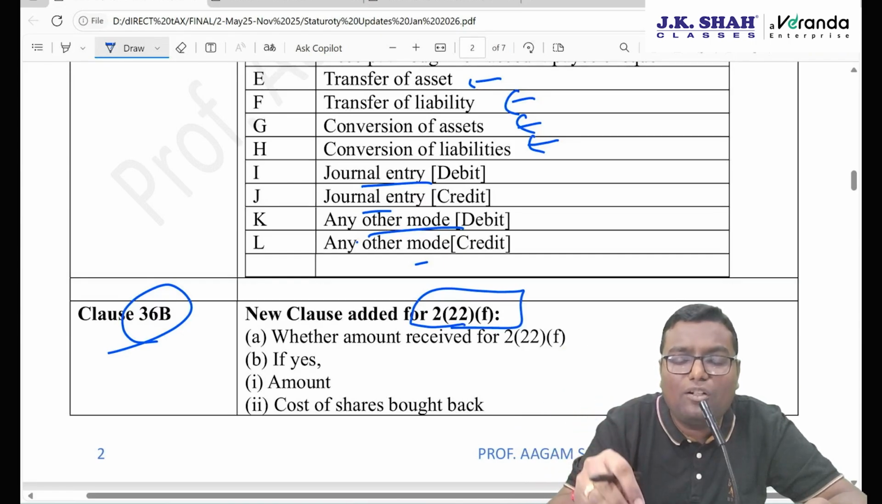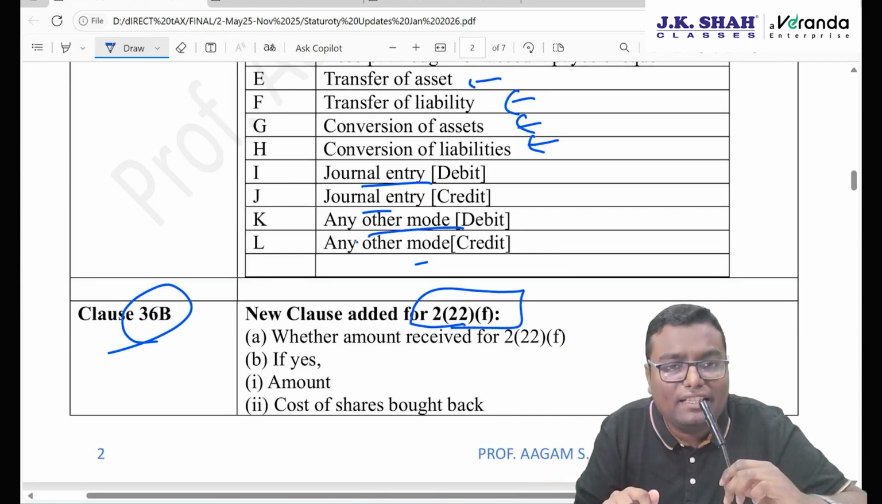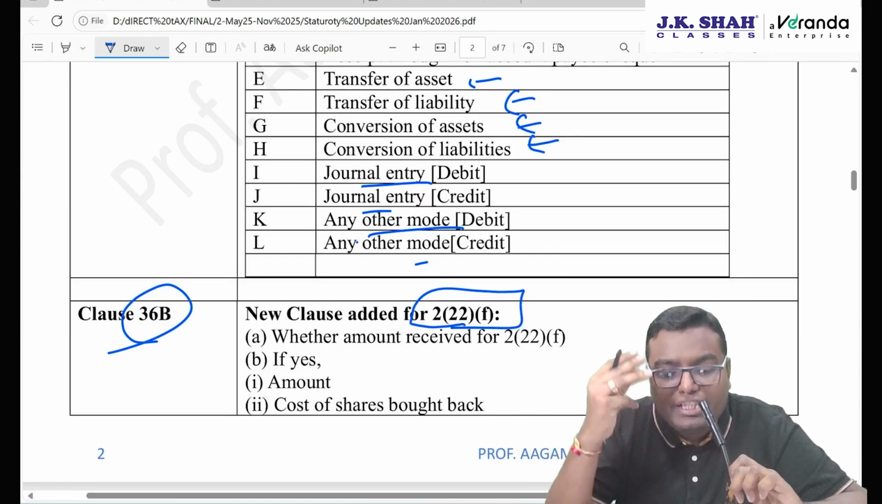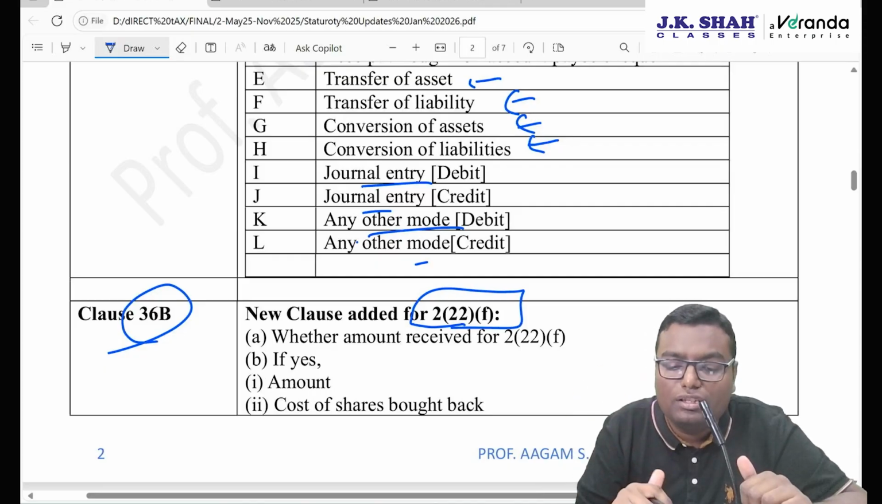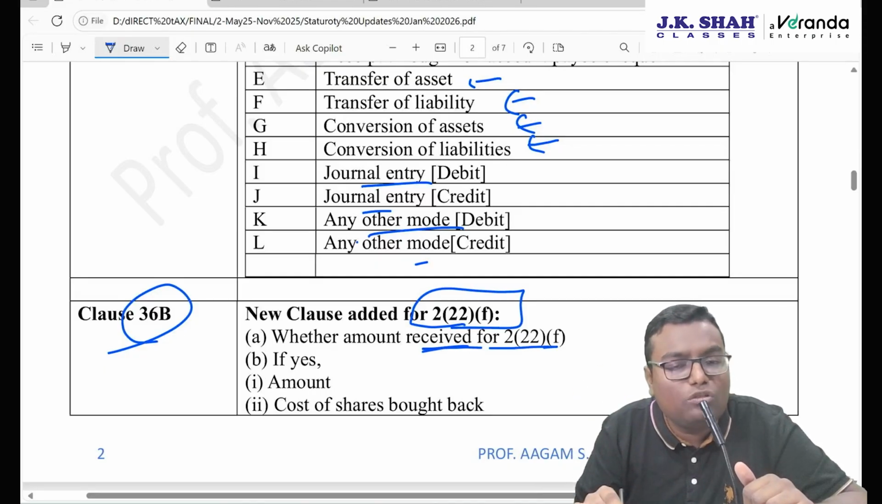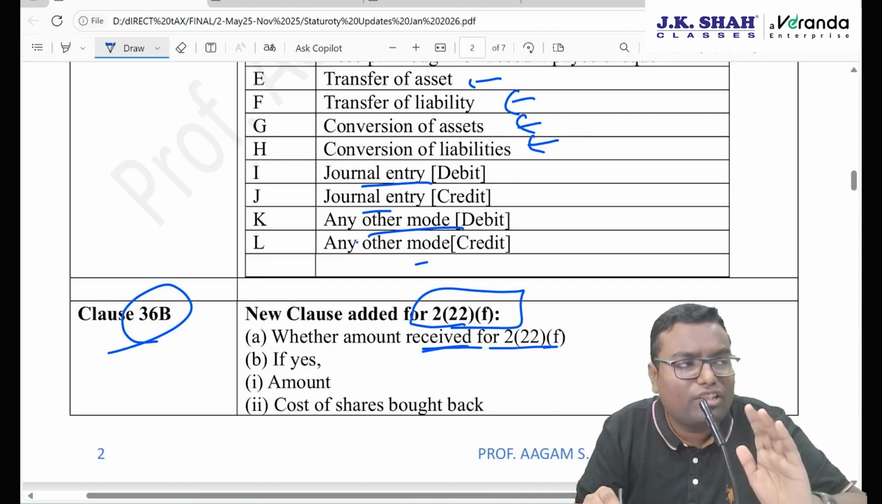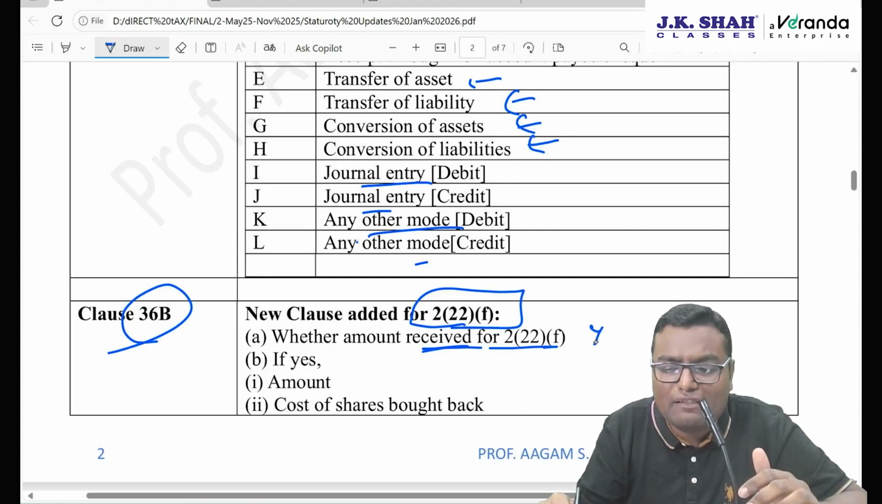Disclosure is given by the auditor under Form 3CD, clause 36B. There are 3 points you have to answer. First, whether the amount is received under 222F, that is buyback on or after 1st October 24. It will be either yes or no. Drop down is given. Second, if the answer is yes, then you have to give two things.